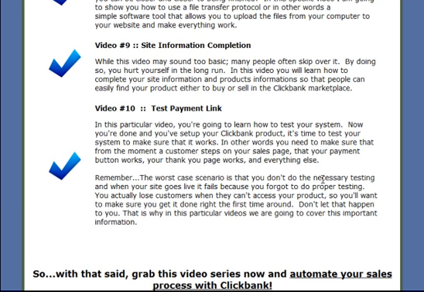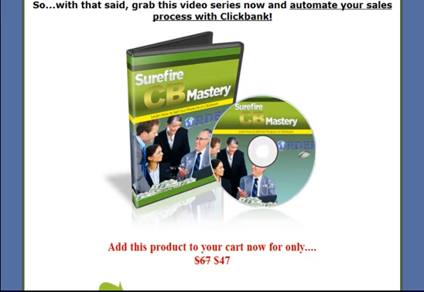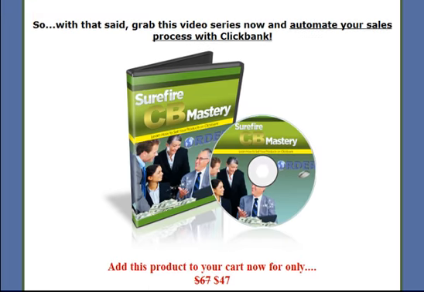So with that said, that's the benefits and how this process can benefit you if you're looking to put your product onto Clickbank and to have access to Clickbank's affiliates who can promote your products.